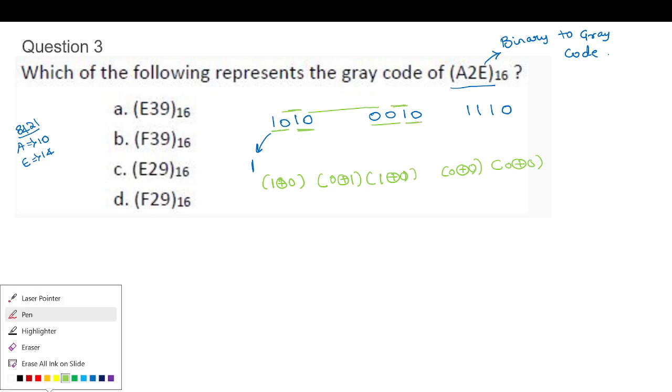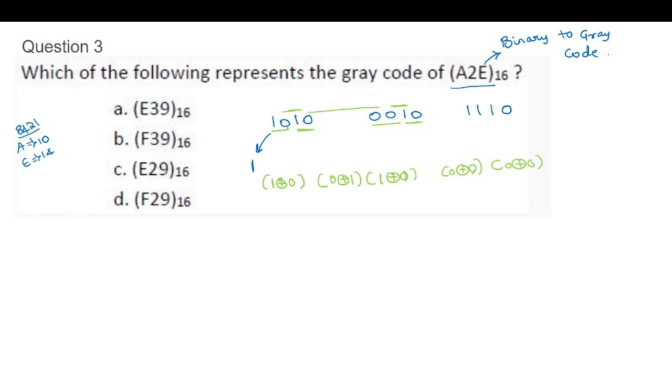Okay, so now with this, we will start writing. This 1. 0 XOR 1, 1. 1 XOR 0, again 1. 0 XOR 0, 0. 0 XOR 0, 0. 0 XOR 1, 1. 1 XOR 0, 1. Then the next ones: 1, 1, 1, 0, 1, 1, 0, 1, 0, 1. So this is our gray code.